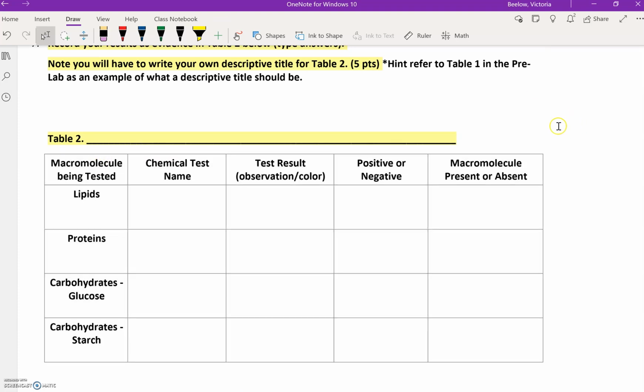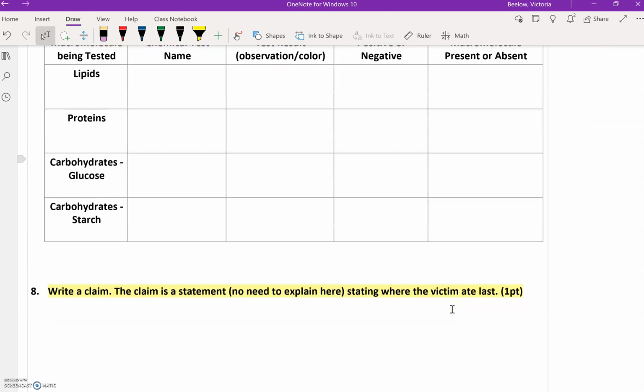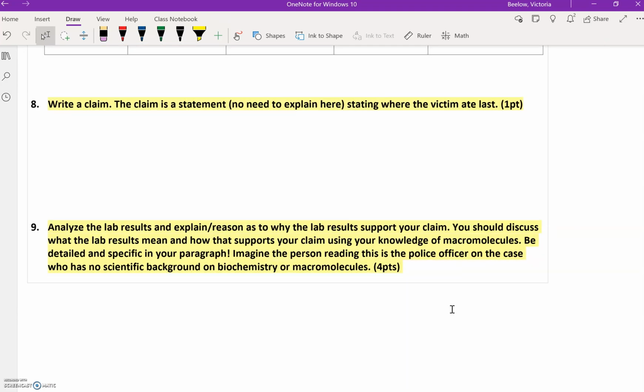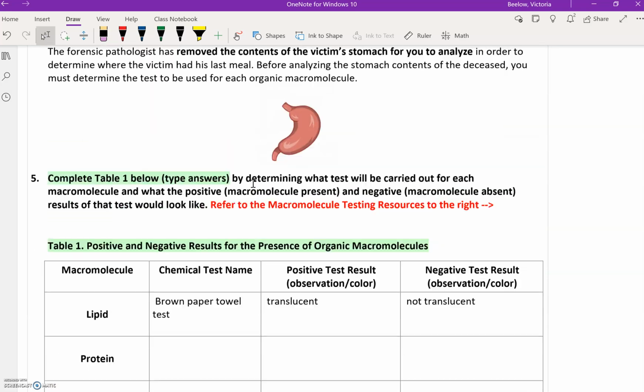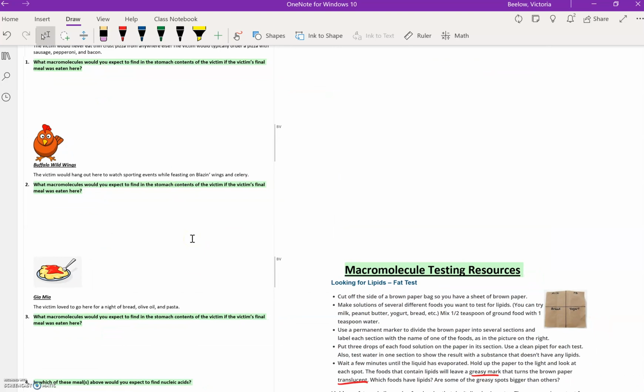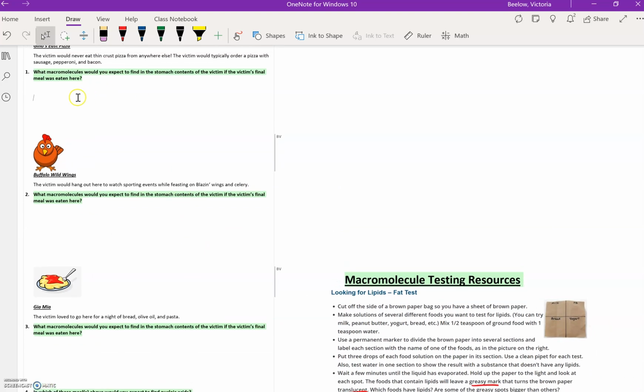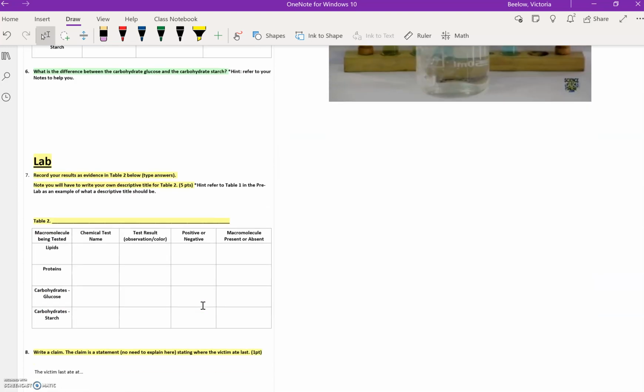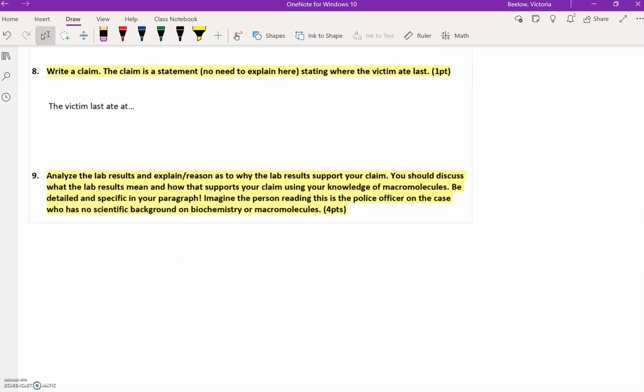for your data. Once you have all of your data, you're going to have to think about where the victim last ate. So you're going to have to write a claim. That's just the victim last ate at blank. So again, it's one of these three, and you have the pre-lab filled out here with the correct answers once you've checked them with me. So based on the result, the pre-lab questions here, use that to help you determine where the victim last ate.